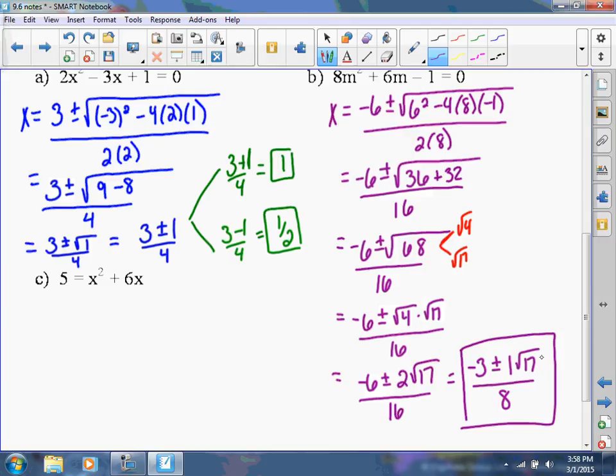So we want to leave our answer written this way with the radical because it's more precise than if we broke it down like we did in part A. We were able to break them down and get our two separate answers. Here we don't want to do that because that radical, the way it's written this way, is more precise than breaking it apart and getting our two decimal answers.